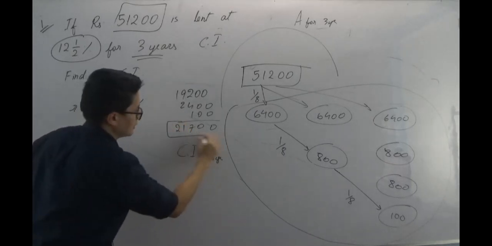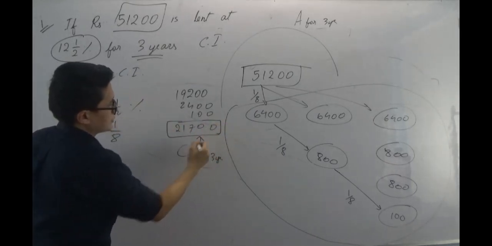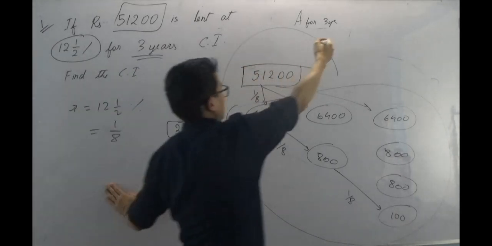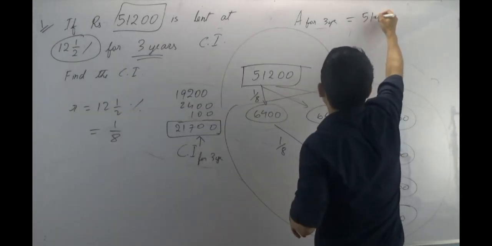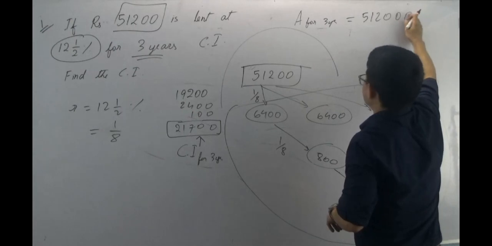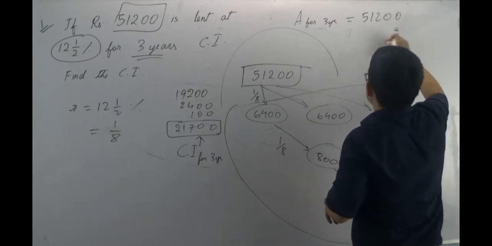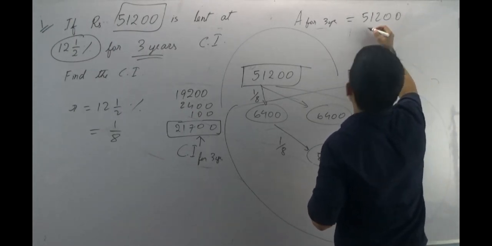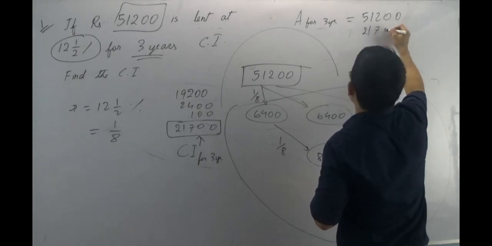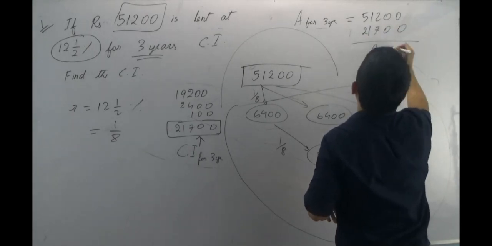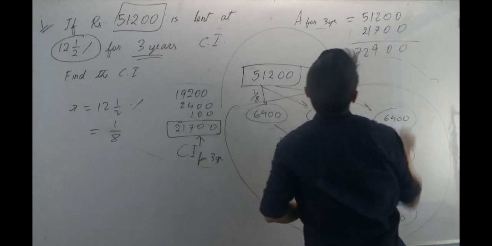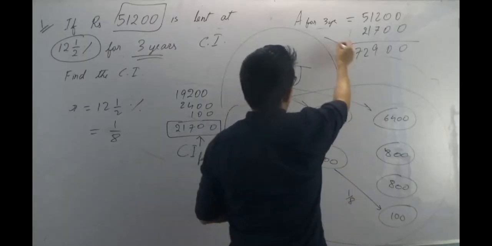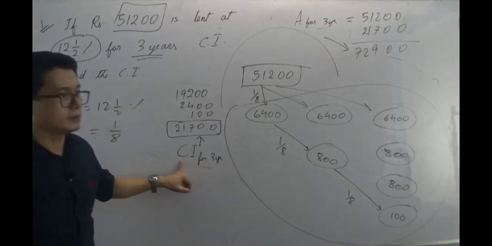So this is the compound interest for 3 years. If you want to find the amount, then use the equation. 21700, that is option B. 90027. So this is the amount. This is the compound interest.